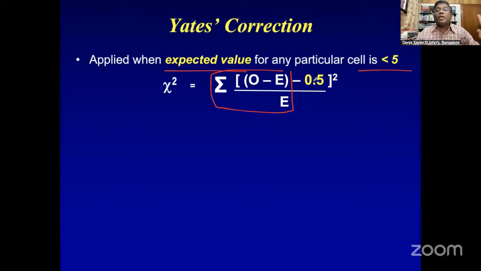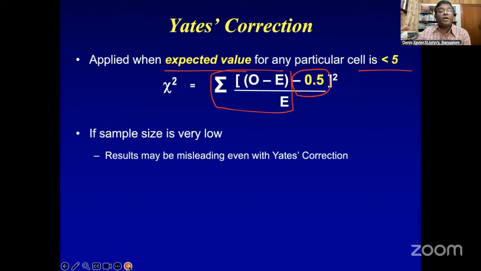Okay. Very simple. You just have to minus it from 0.5. That's all. It's a small difference. That is the only difference in the formula. Okay, so the sample size, and you will get your calculated chi-square value. You check it from the critical value, degrees of freedom. All of that doesn't change. The formula, there is a small change.